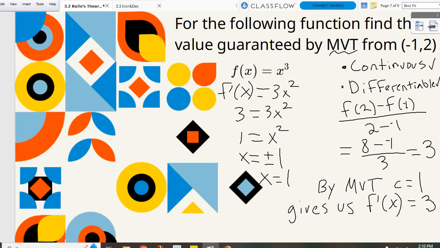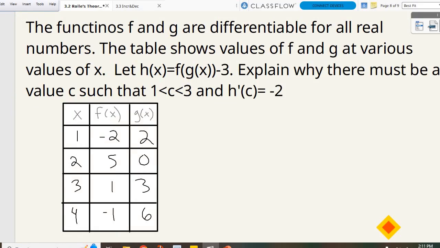So we've looked at a word problem. We've looked at one that is just a straight up equation. Lastly, we're going to look at a table. The functions f and g are differentiable for all real numbers. The table shows values of f and g at various values of x. Let h of x equal f of g of x minus 3. Explain why there must be a value c between 1 and 3 such that h prime of c equals -2.